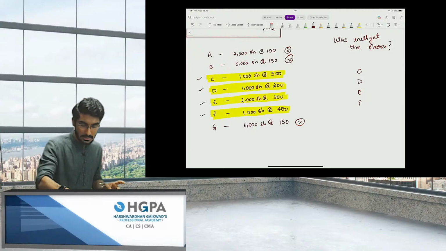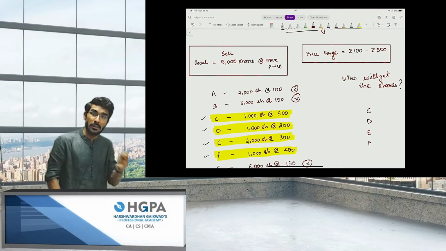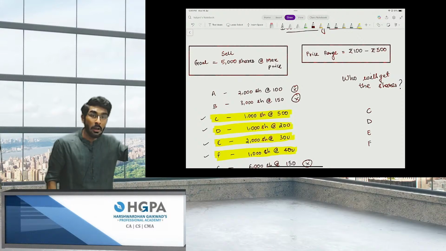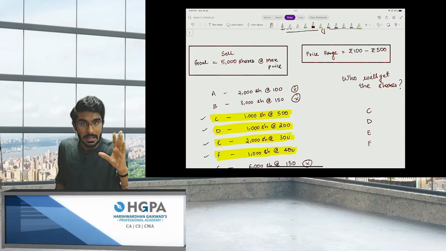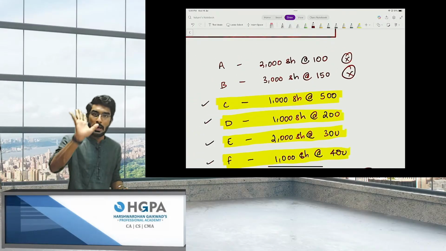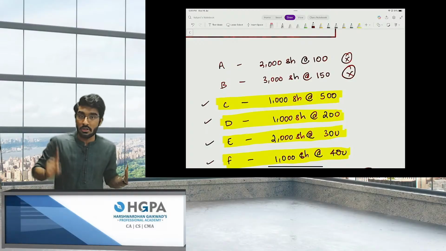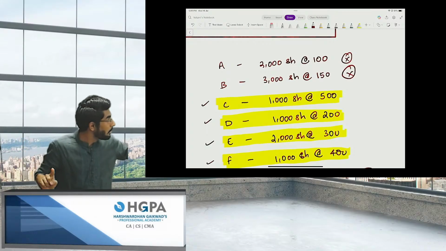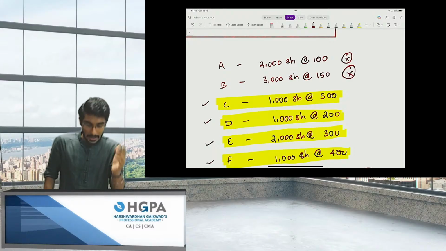Why? Because I want to sell 5000 shares. But is it at a fixed price? No. But at maximum price, I want to sell all my 5000 shares. Now, who has quoted the maximum price, people? C has quoted the maximum price of 500 rupees. But how much is he willing to buy? 1000 shares. Now, the remaining 4000 shares, would they be bought by C? No. Because he only promised to purchase 1000 shares at 500 rupees. Now, we will go to the next person.